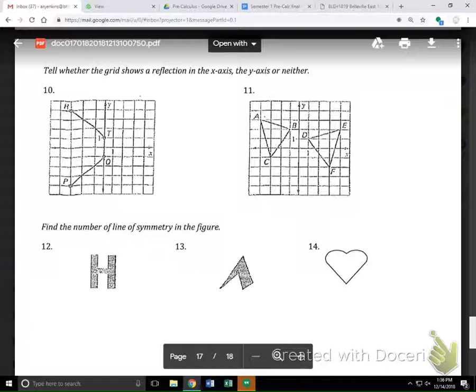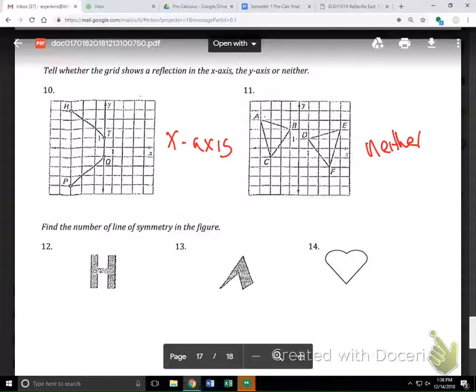Okay, so our next 2, our first one, is it reflected over the X, the Y, or neither? So is it reflected like this or like this? It's reflected over the X. Is this one reflected over the X or the Y, or neither? So it looks like it could be Y, but you see it's shifted, so we're going to say neither.